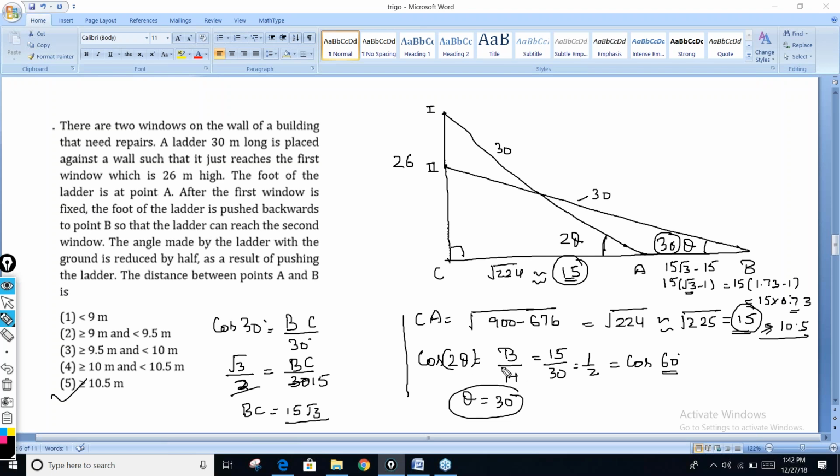So here I apply the cos rule because we do not know the angle this time. So first we find the angle, then we apply it in the second triangle. So this is 30, this is cos 30. So we find the length of BC, base upon hypotenuse. Come to the next one.